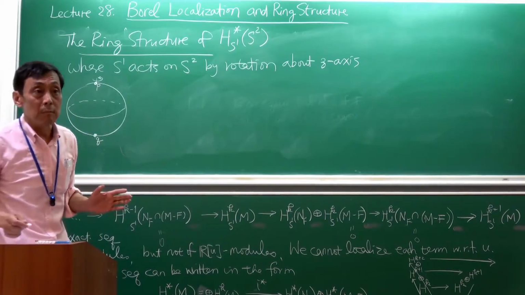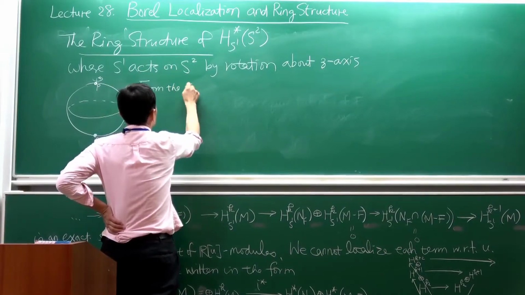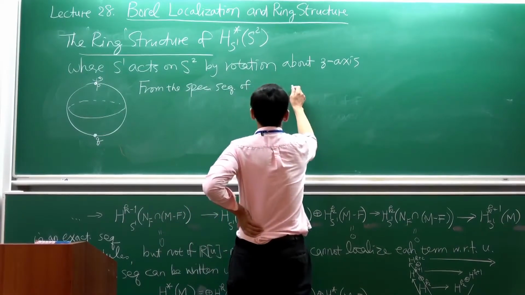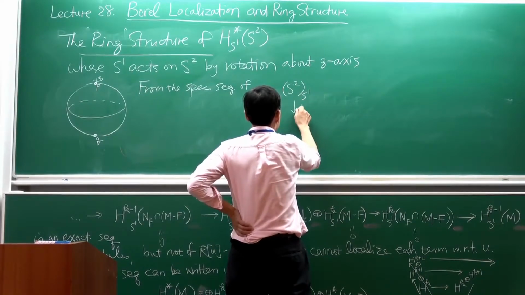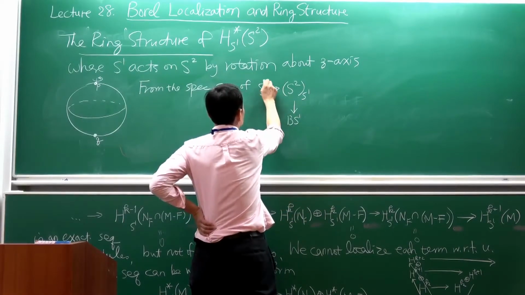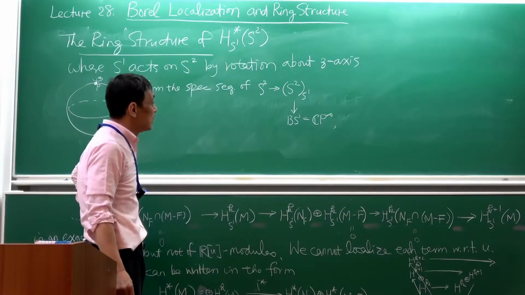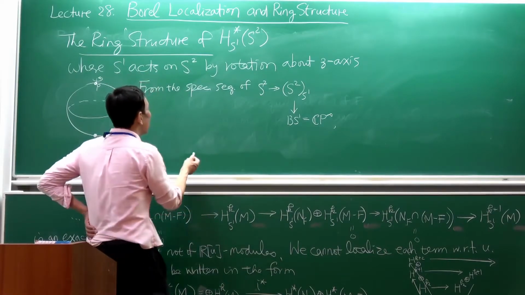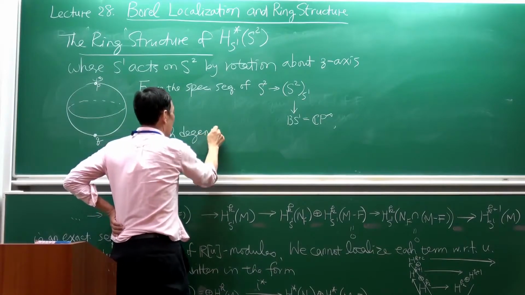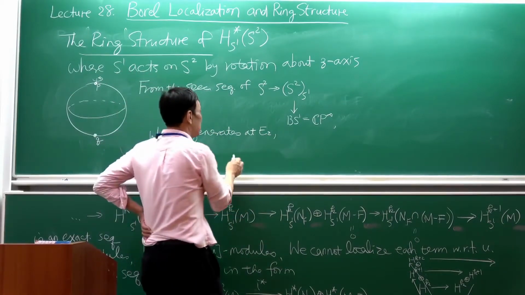And we already know the module structure, from the spectral sequence of the homotopy quotient over BS1 with fiber S2, and BS1 is CP infinity. Okay. We know that the spectral sequence degenerates at E2. So we know that E infinity is E2.